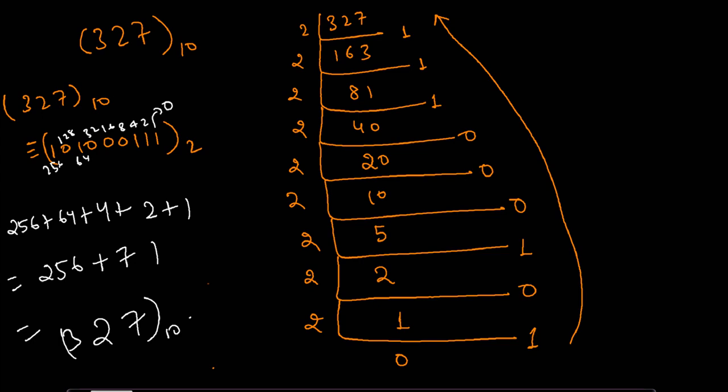Like if you want to find what is the octal number for 327, then this will be like 327. You divide it by 8 only. Given a decimal number in whatever base you want the equivalent number of it, you divide it by that base only, by the number of symbols in that base. So in octal there are 8 symbols. So you divide 327 by 8.